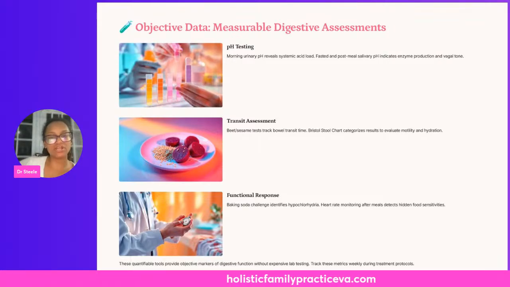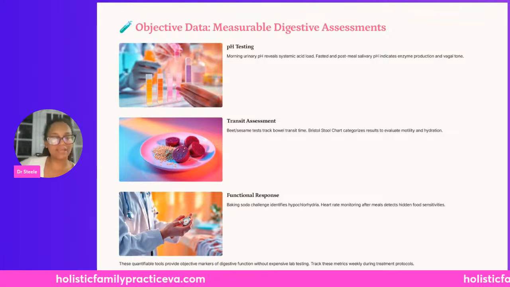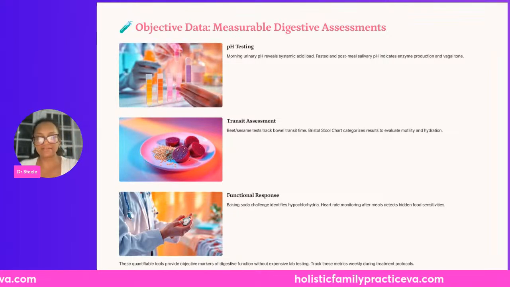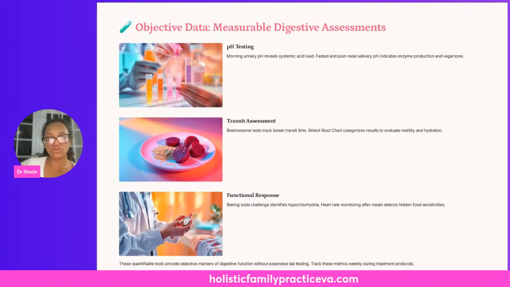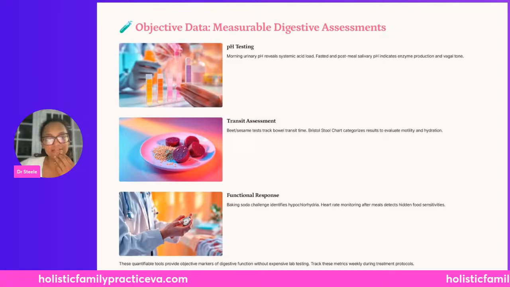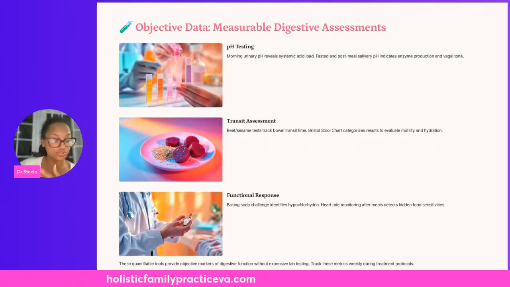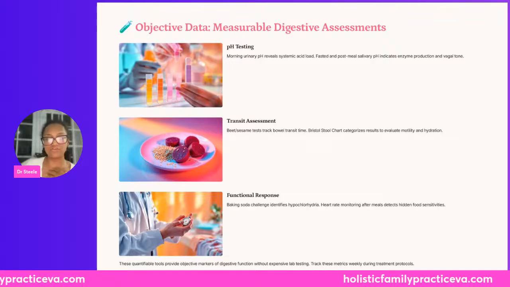Thanks for the question. And then we can look at your functional responses to, let's say, stomach acid testing to identify hypochlorhydria, which is low stomach acid. You can also use heart rate monitoring to detect hidden food sensitivity. So these are quantifiable tools that are going to objectively measure the success of what you're doing with your patient, or your patient right now, so yourself.